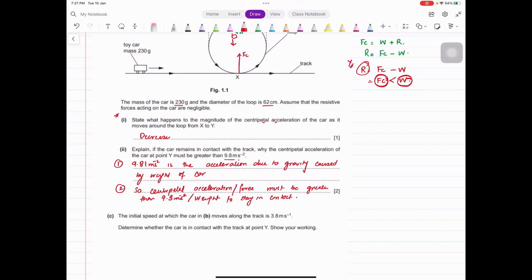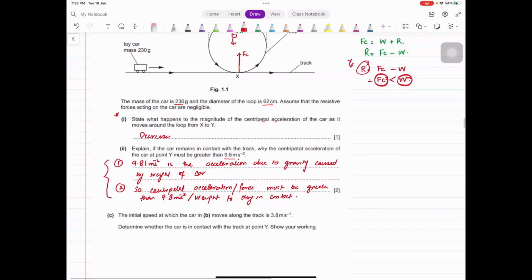So this is what I just wanted to explain to you. This is why this question is so important. And you should write it down very clearly. This will help you out there. Anyway, now in the next question, it says the initial speed of the car in B moves along the track is 3.8 meters per second. Determine whether the car is in contact with the track at point Y.